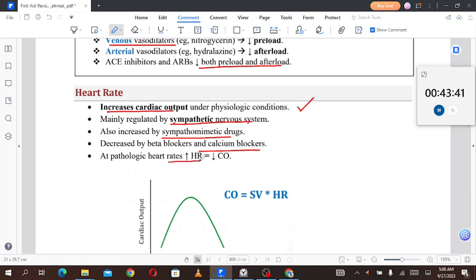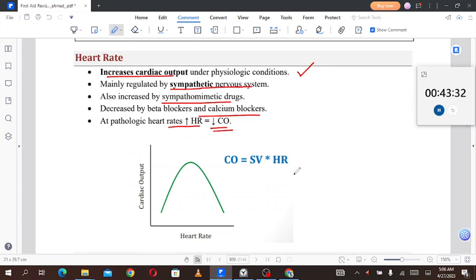At pathologic heart rates, an increase in heart rate is equal to a decrease in cardiac output. If we have a pathological increase in the heart rate, the cardiac output will decrease. For example, if the heart is beating at some 100 beats per minute, the cardiac output is decreasing. Okay, I just could not decipher this one. Kindly explain this in the comment section because I could not understand this line.